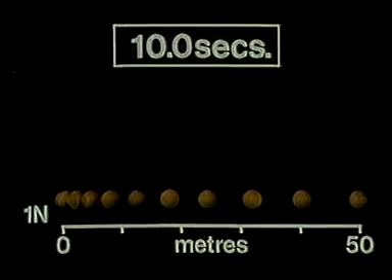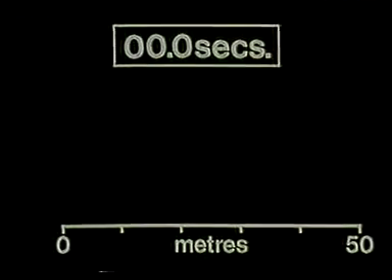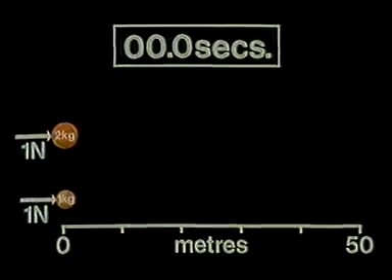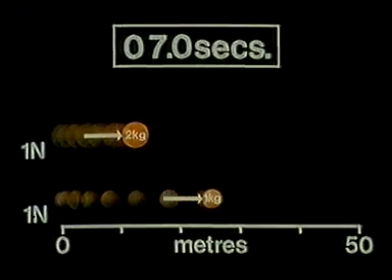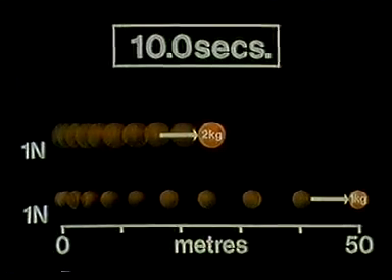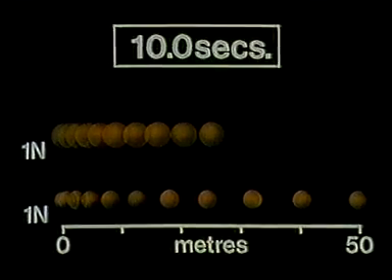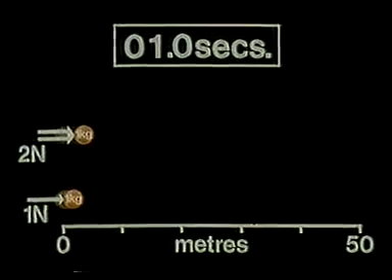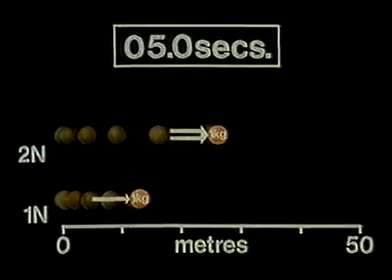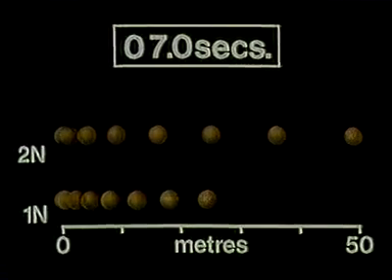The acceleration is inversely proportional to mass. So, if we double the mass, the resulting acceleration is halved. Alternatively, doubling the force will result in the acceleration being doubled.